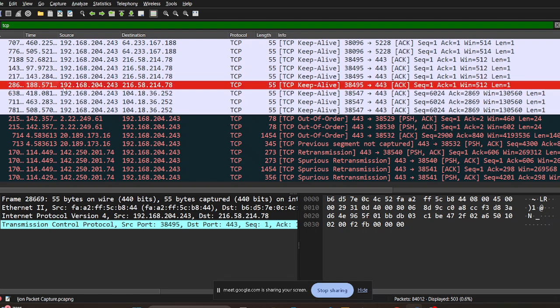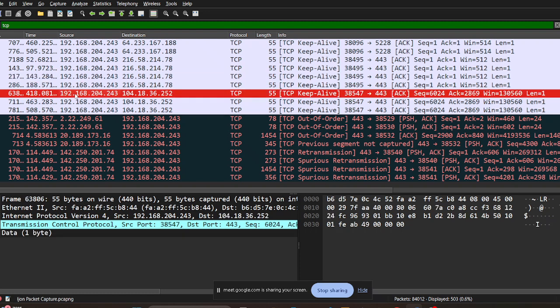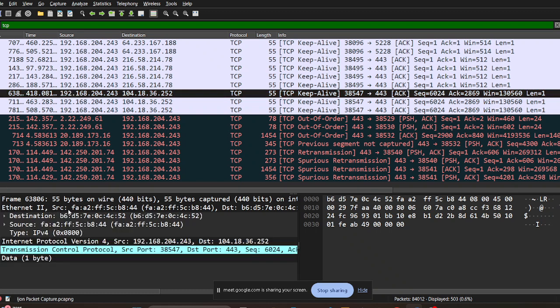So everything you are seeing on your Wireshark is IPv4. Now, if you come to this Ethernet 2, you see source, you see destination. So this is an example of IPv6. It's usually alphanumeric.